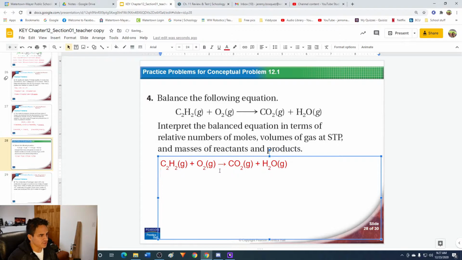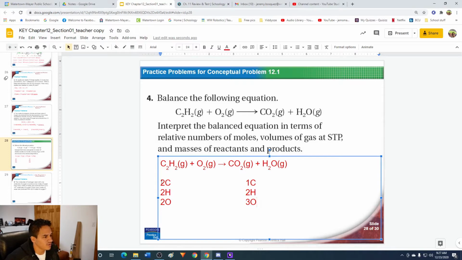In terms of balancing, let's take a look. We have 2 carbons on the left, 2 hydrogens on the left, and 2 oxygens on the left. That's all the stuff we have on the reactant side. On the product side, we have 1 carbon. Hydrogens, we have 2 hydrogens right there. And oxygen, we've got 2 oxygens here plus 1 oxygen there. So total, that is 3 oxygens. They're in 2 different places, but total, that's 3.